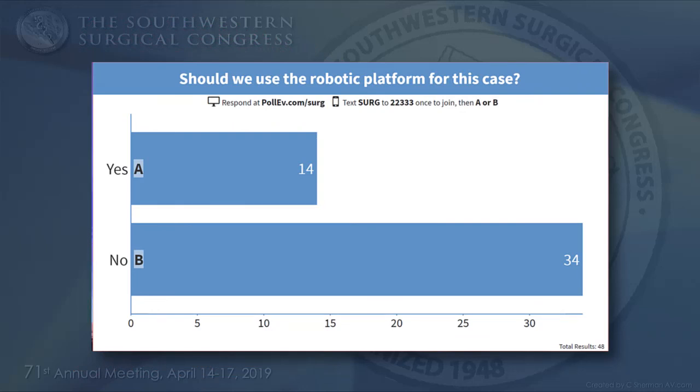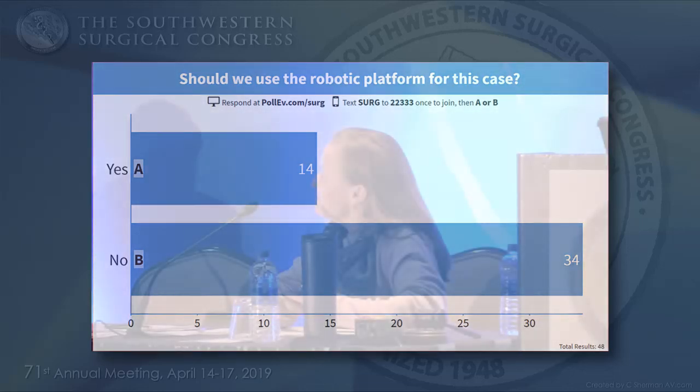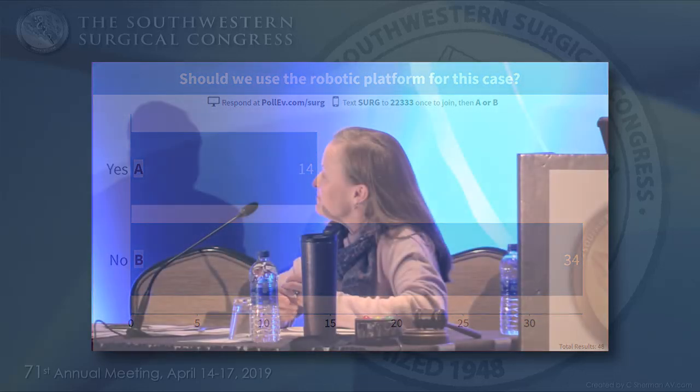So to answer your question, not only then do we have one nail, but that's two nails I can use my big hammer for. So yeah, I'm using the robot.